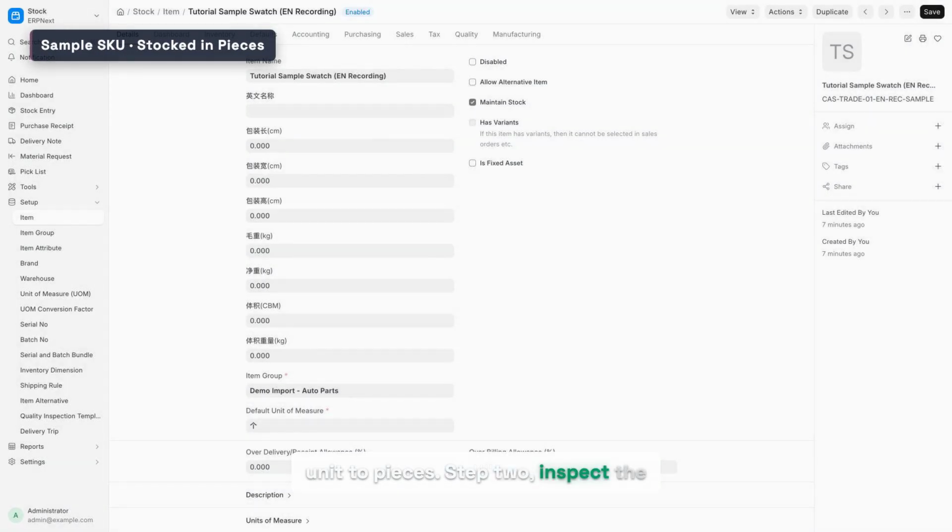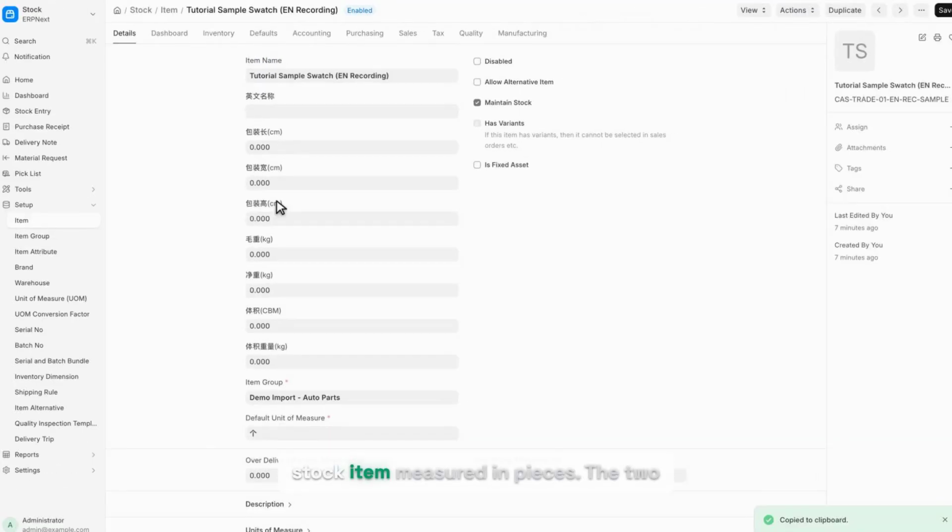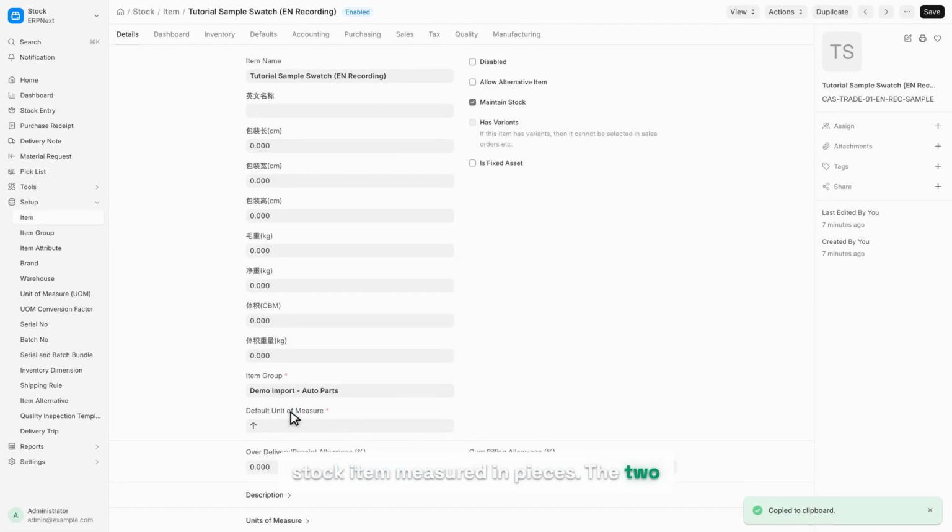Step 2. Inspect the sample SKU. The sample is a separate stock item measured in pieces. The two item names can express a business relationship, but their quantities, valuation, selling price, and purpose remain independent. With separate codes, the system can answer how many meters of bulk stock remain, how many sample pieces exist, and how much cost each sample carries.